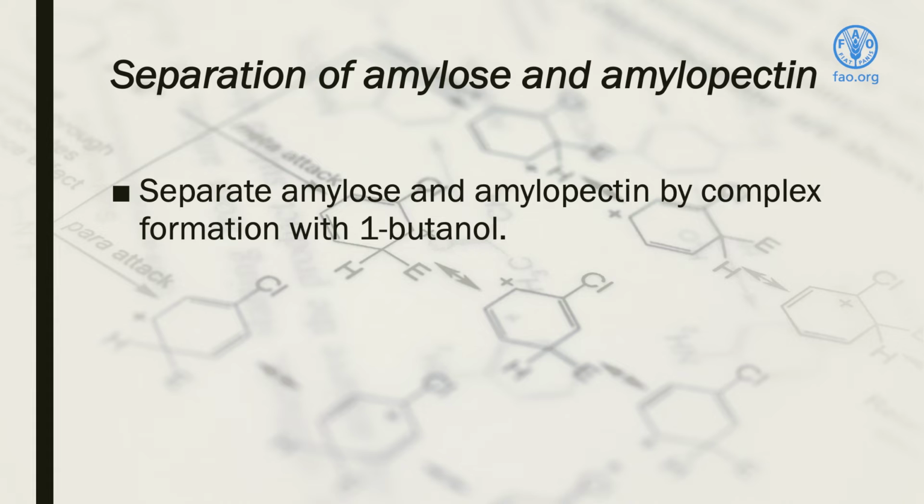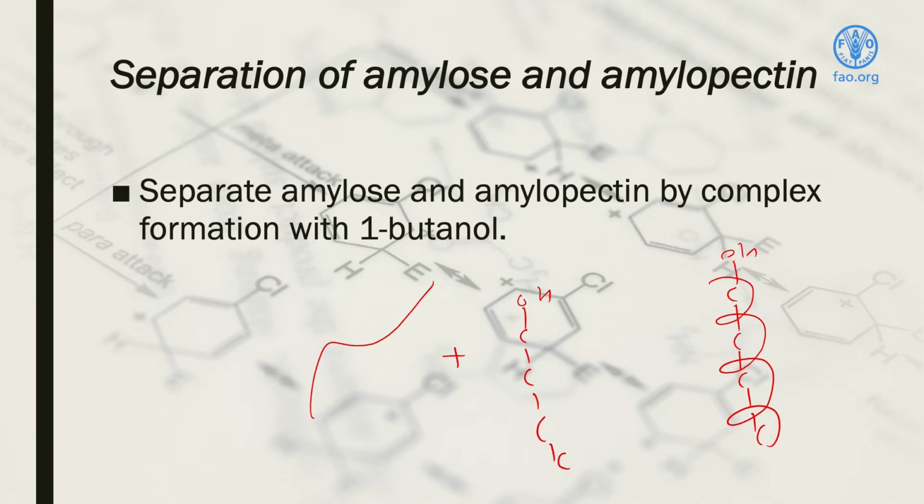Next one is separation of amylose and amylopectin. Separation of amylose and amylopectin is done by complex formation with butanol. Actually, amylose can bind with butanol. It can make an inclusion complex with butanol. Only amylose can form an inclusion complex with butanol. So when we recover this complex, then we can separate amylose and amylopectin.